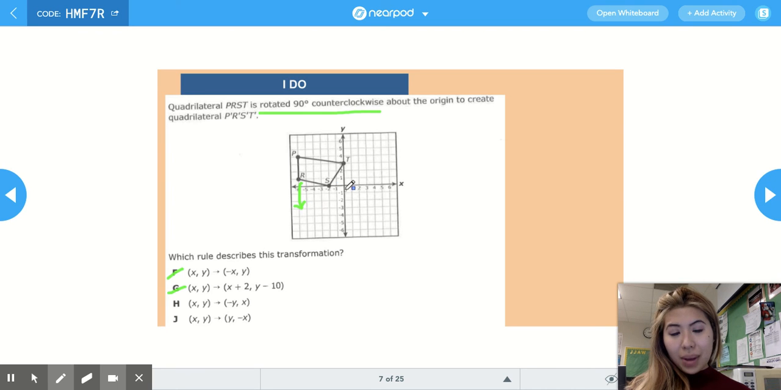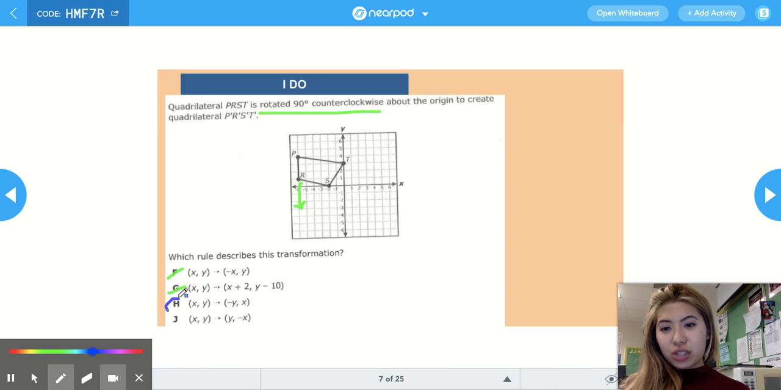So over here, I can see that my new x coordinate is going to be negative, but my new y coordinate is going to be the opposite of what it once was. So it's my y coordinate that needs to be negative. So my answer is H.